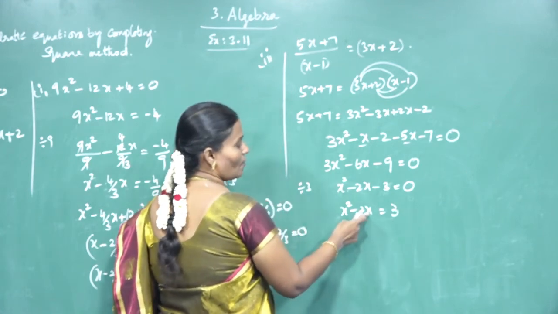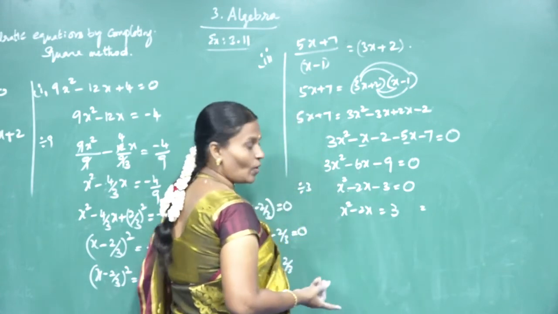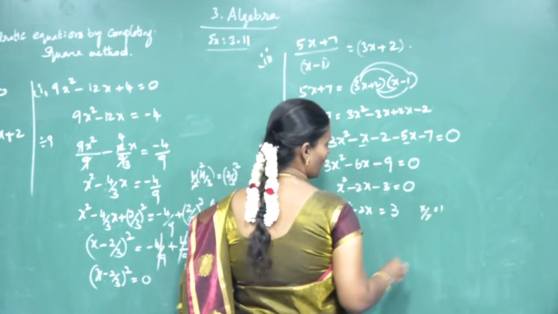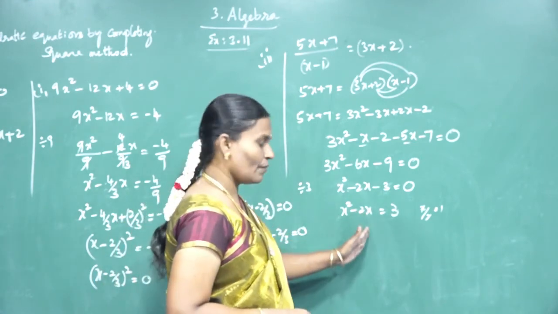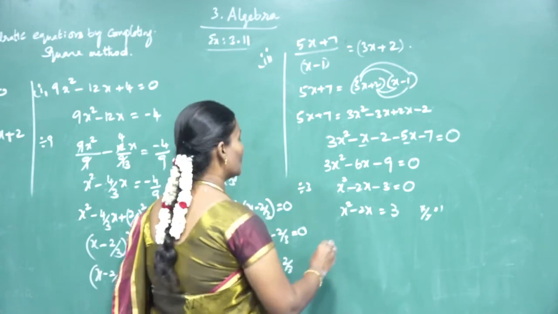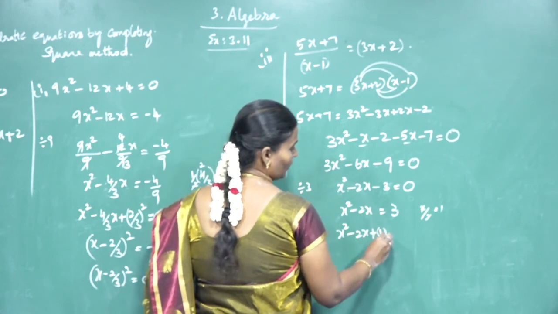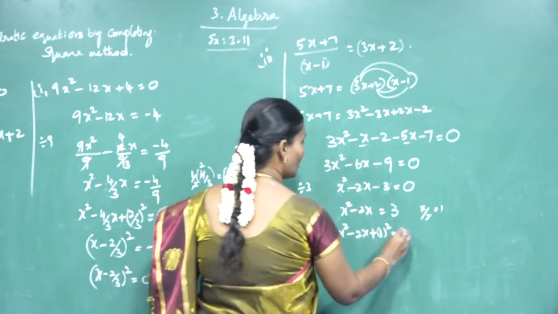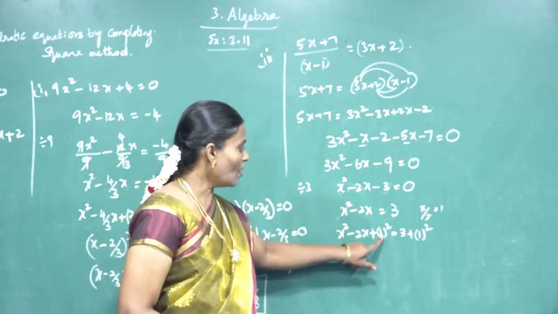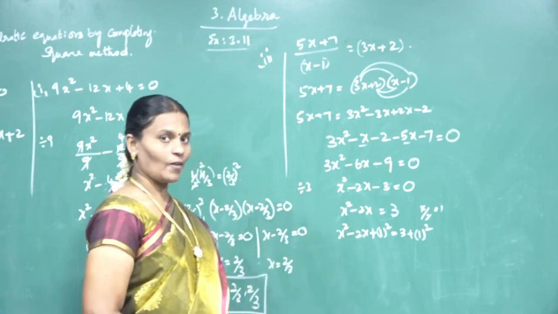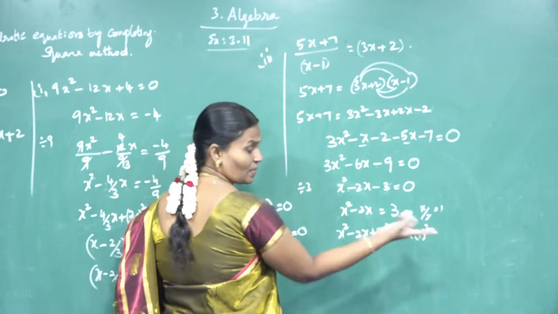Half of the coefficient. What is the half of the coefficient? Here 2 is the coefficient. So what is the half of that? 1, isn't it? 2 by 2 is 1. So you have to add the square of the half of the coefficient to both sides. So x square minus 2x plus 1 the whole square is equal to 3 plus 1 the whole square. Am I correct, children? What is here 1? Half of the coefficient of x. Okay? Okay.